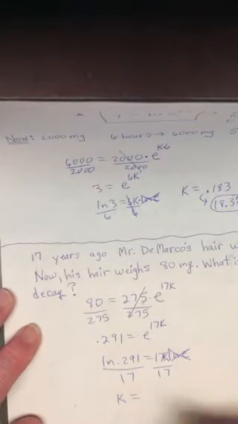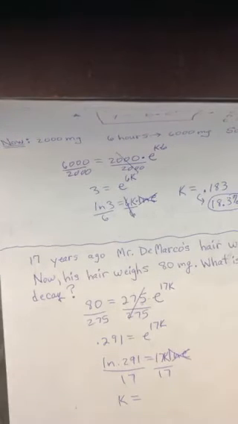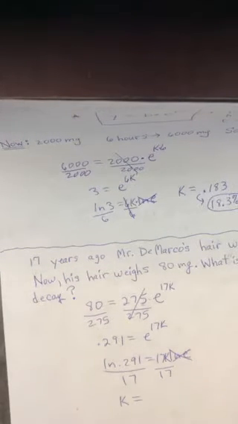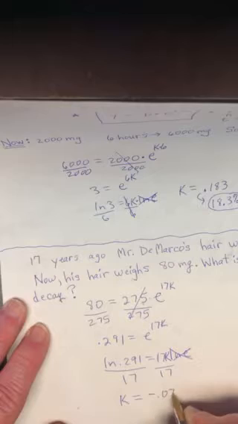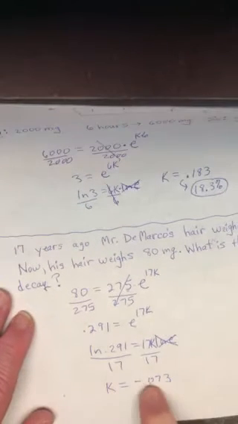And it looks like we're going to end up with k equals, again, calculator. Don't try to type too much at once. One thought at a time here. We're going to go ln of 0.291, hit enter, then push divided by 17 and get negative 0.073.